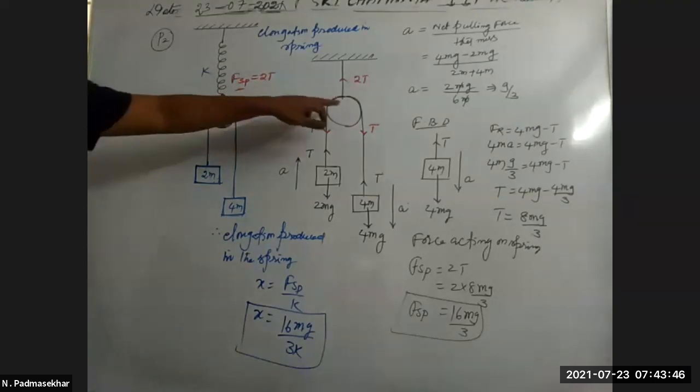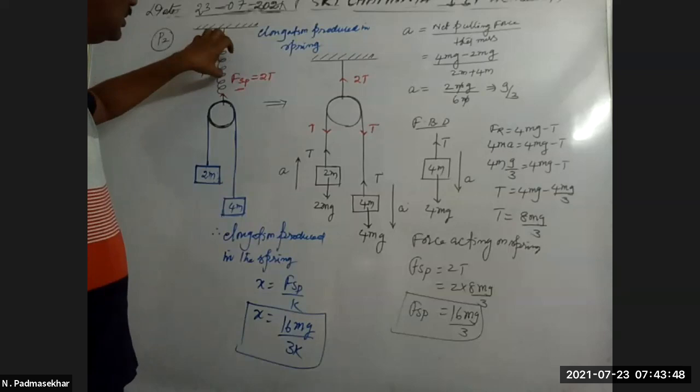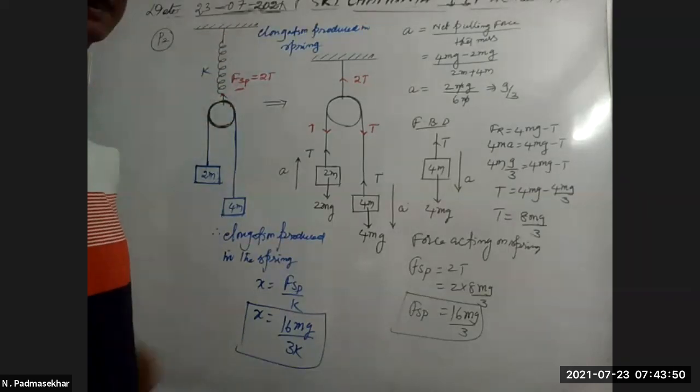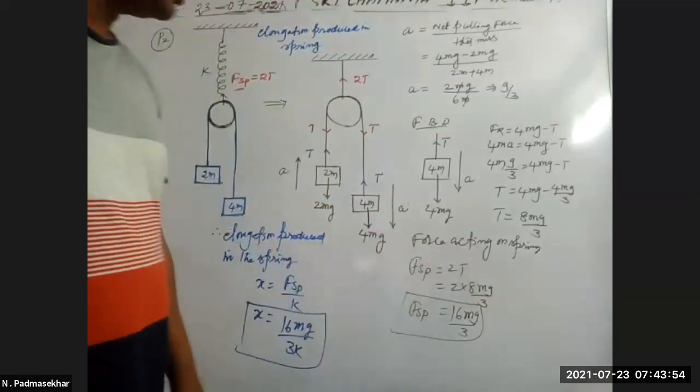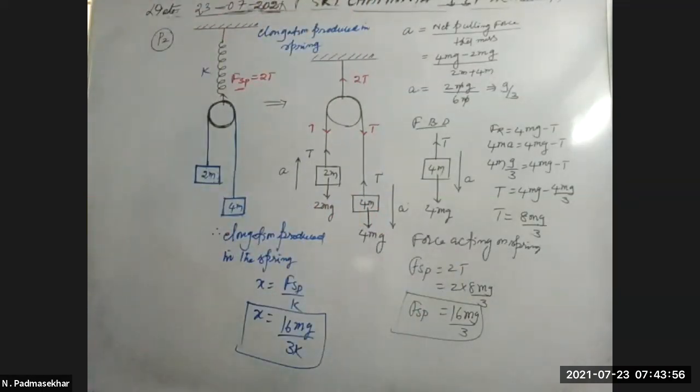Now the force acting on the pulley is nothing but the force acting on the spring, that is the spring force, equal to 2T. So 2 into 8mg by 3 is 16mg by 3. So the elongation in the spring is x equal to 16mg by 3k. That is the elongation in the spring.